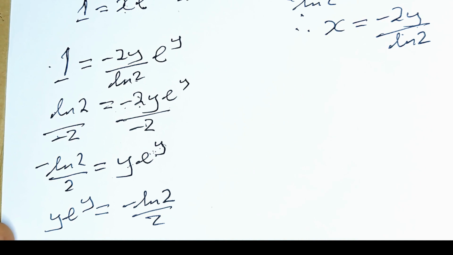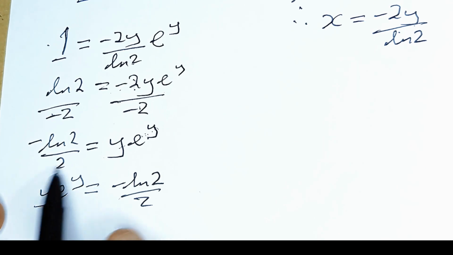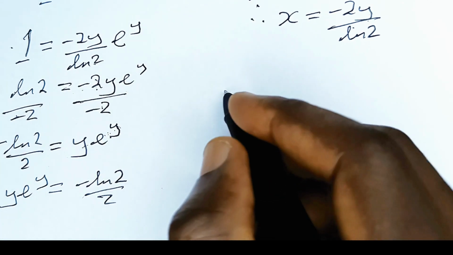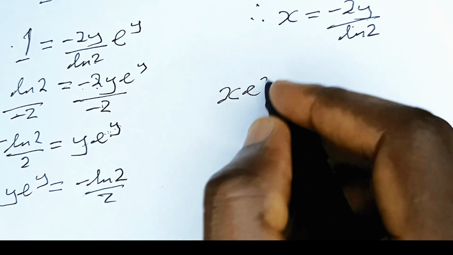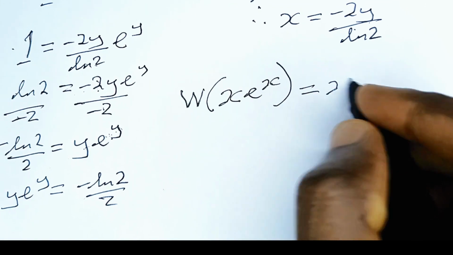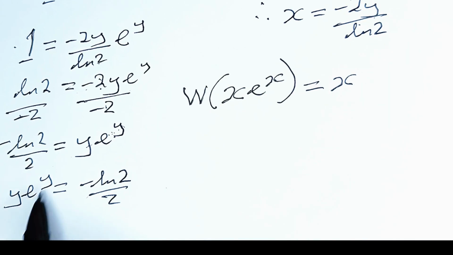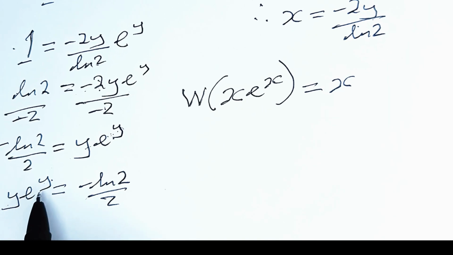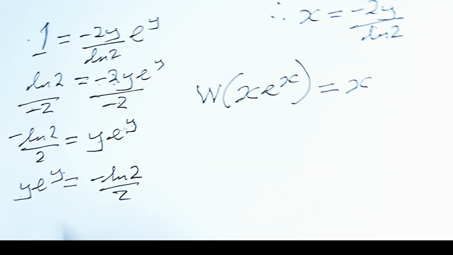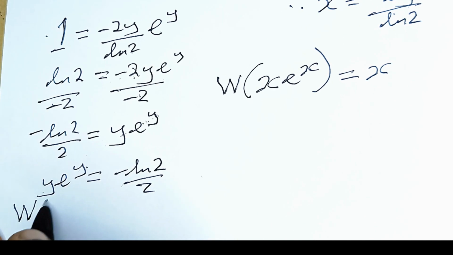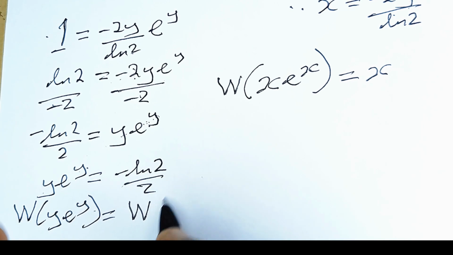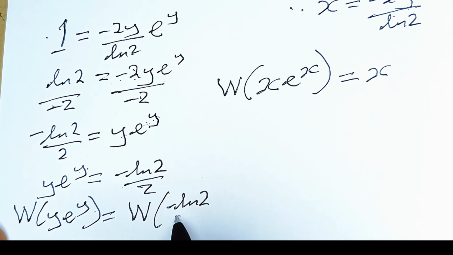Therefore, we can now say this y exponential y is equal to minus ln 2 over 2. We have to use the Lambert W function to solve this, because what Lambert W function says is that, for example, if we have x exponential x and we find the Lambert W function, the answer will be x. So this is of the format. What we have to do is to just introduce Lambert W function to both sides. So we have the W function of y exponential y is equal to W function of minus ln 2 over 2.